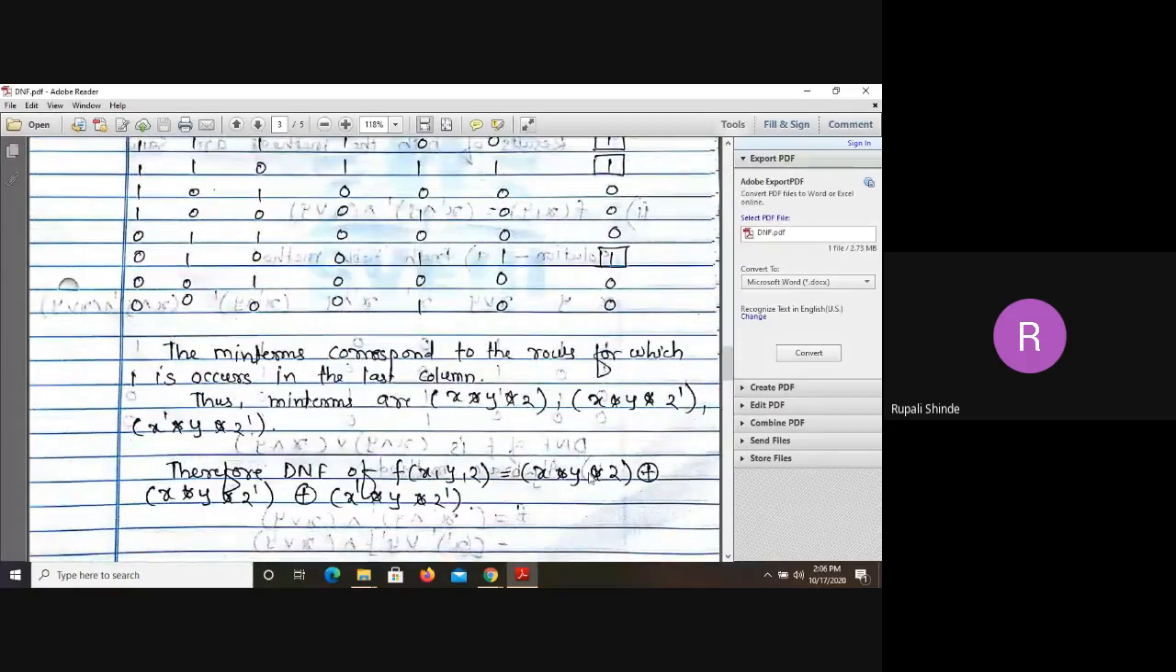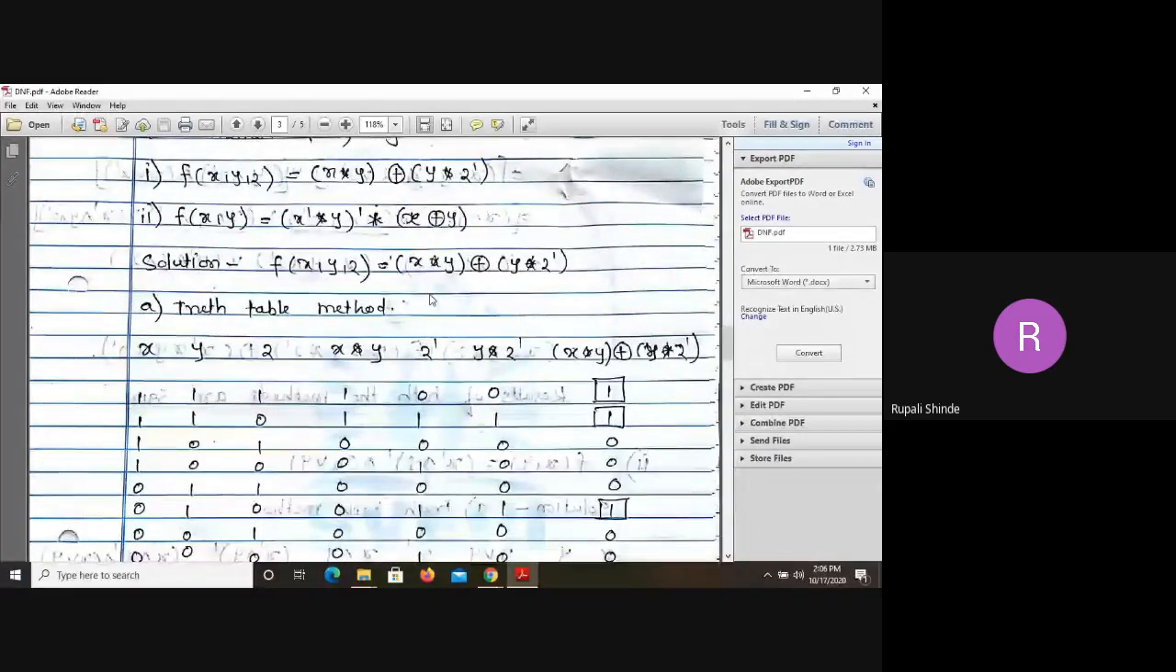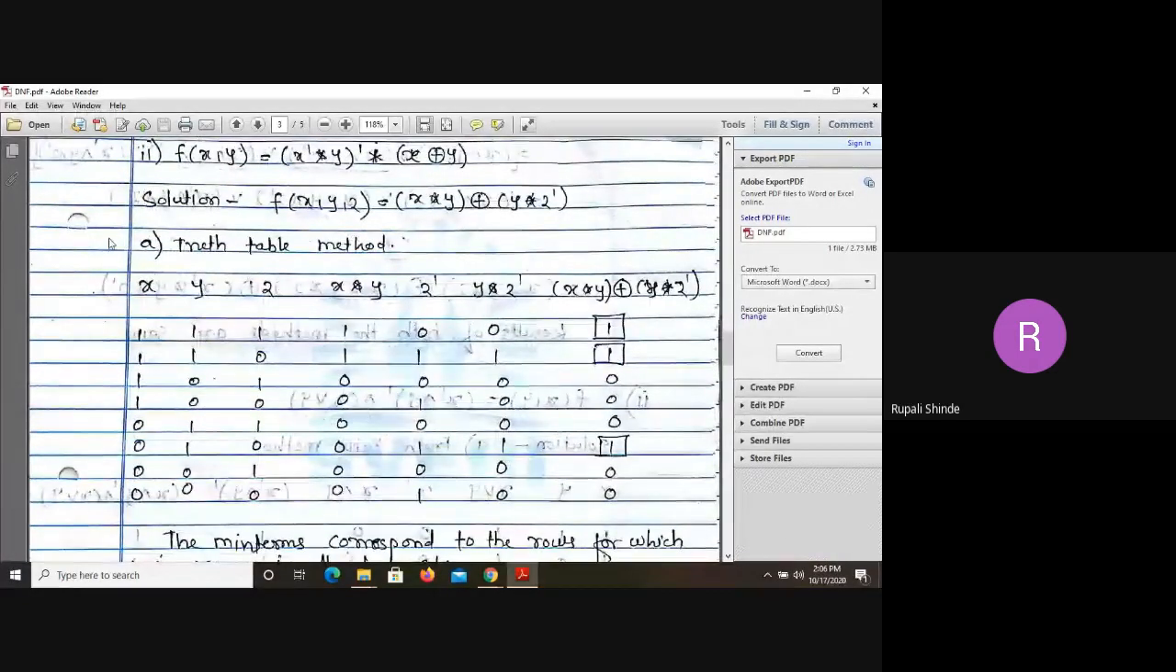Now check here whether this is in sum of product form. Sum is there and product is there. So this is the correct PDNF, or we can say the sum of product form of the given expression. So this is the method to obtain it by using a truth table. Have you understood this method? How to apply it and how to find PDNF?